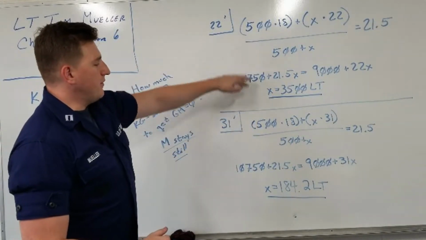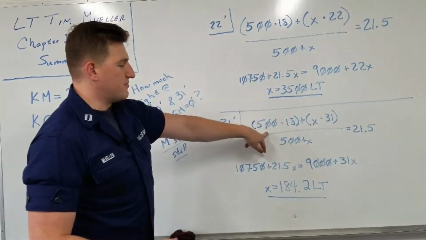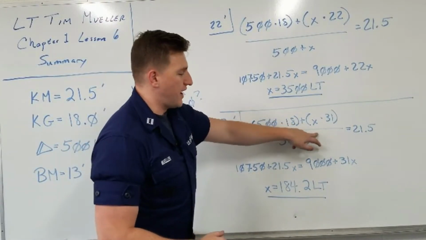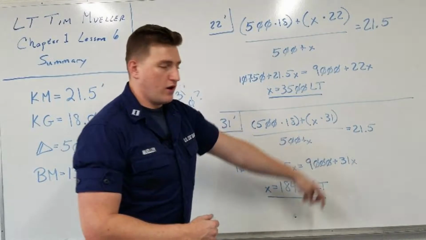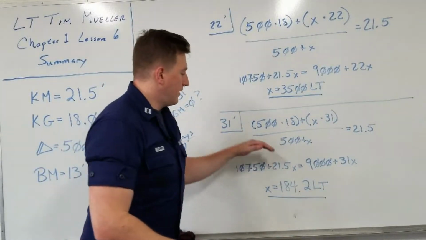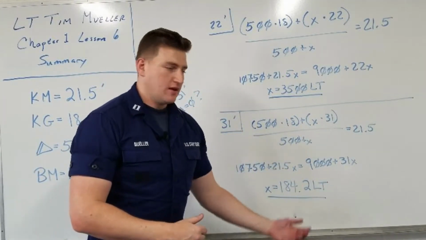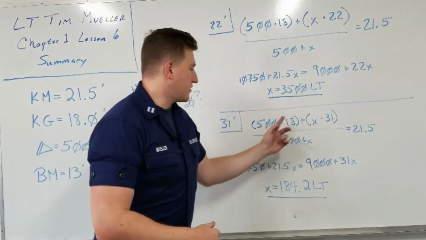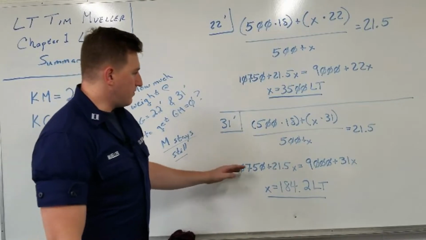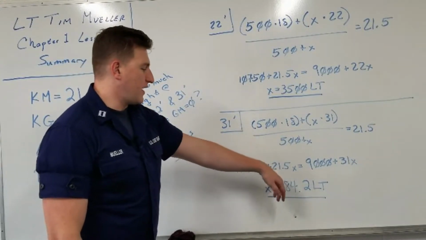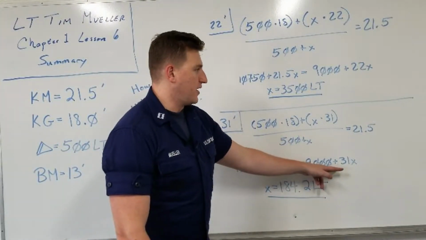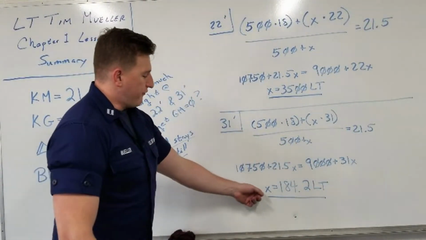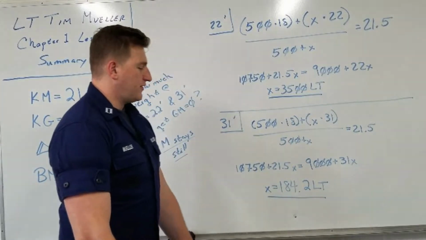So we set it up the same way: 500 times 18, ship's displacement times the ship's KG, plus x times 31, x being the unknown amount of weight, 31 being the position that we're placing it at, divided by the total mass of the system, which is going to be 500 plus x. Bringing the denominator over and then solving for x, we get that same thing: 10,750 plus 21.5x equals 9,000 plus, now it's 31x. If you solve for x now, you have x equals 184.2 long tons.